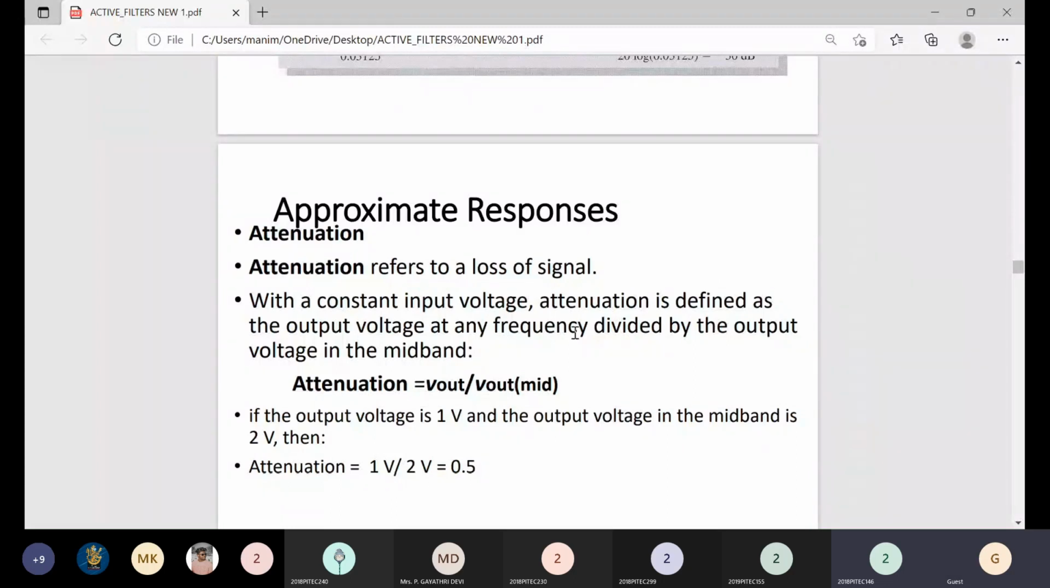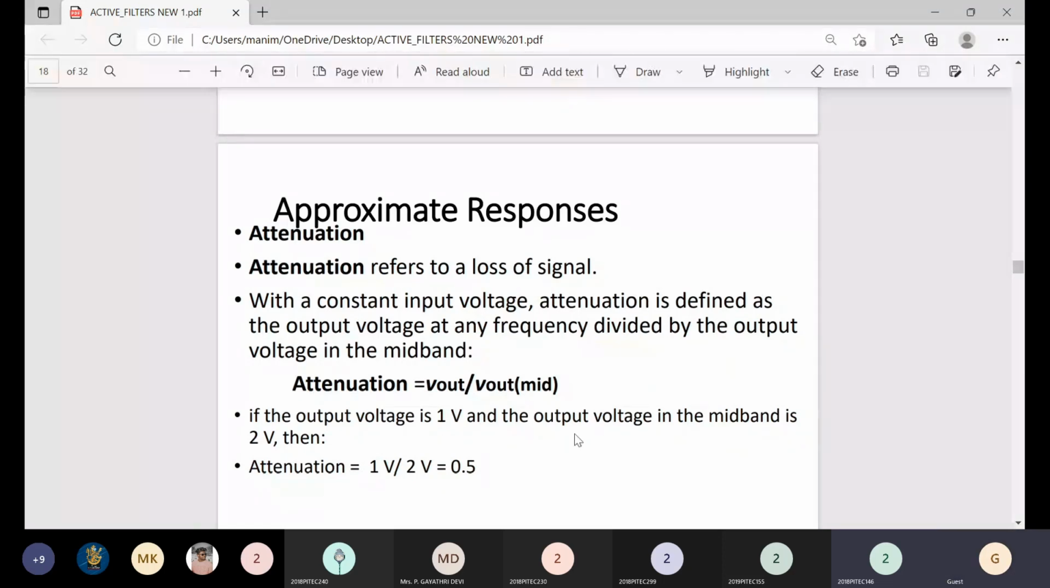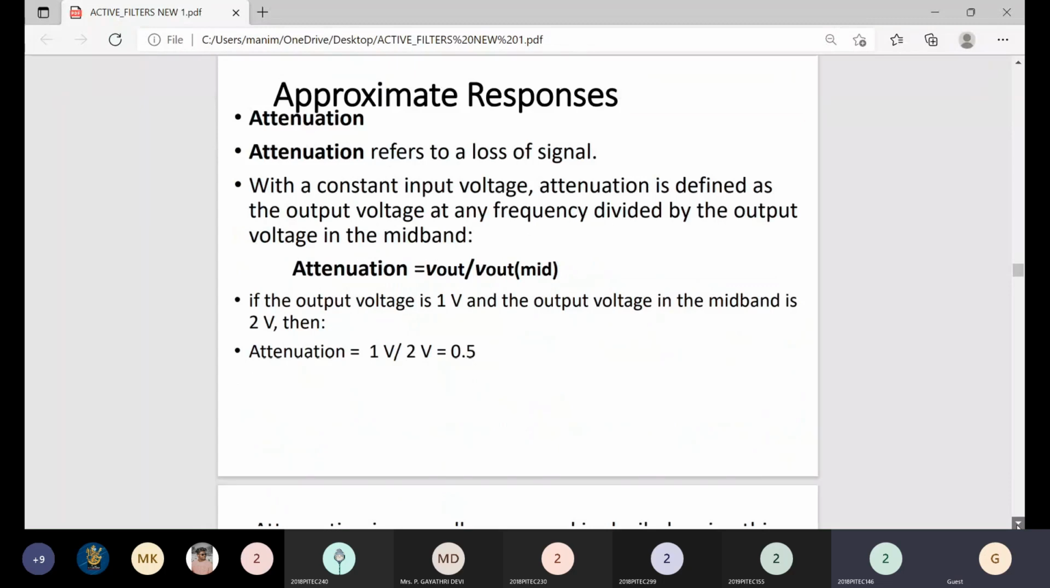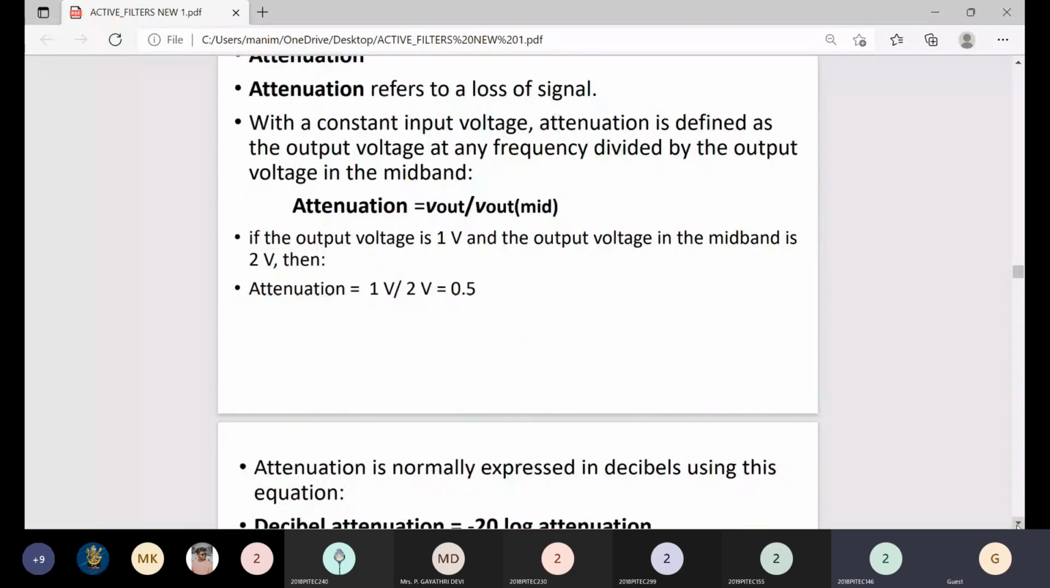Attenuation is defined using the output voltage at any frequency, compared with the voltage at mid-band. For example, consider 1 volt as the output voltage and 2 volts at mid-band. Then the attenuation is 1 by 2, which is 0.5. Attenuation is normally expressed in decibels. Gain and attenuation are expressed in decibels.